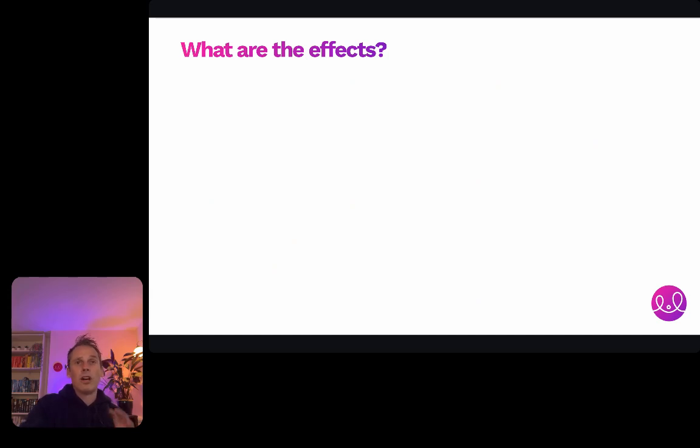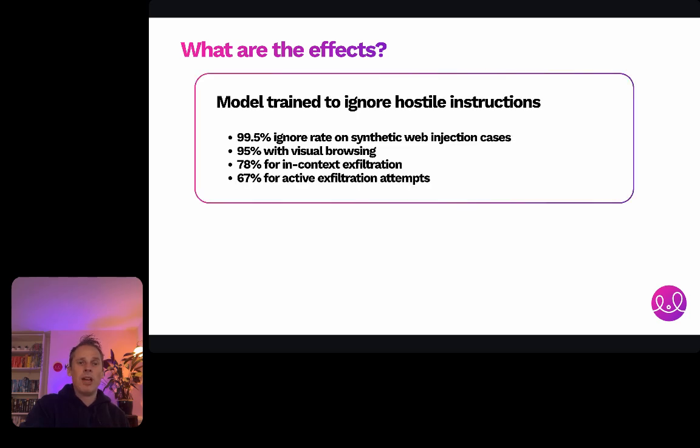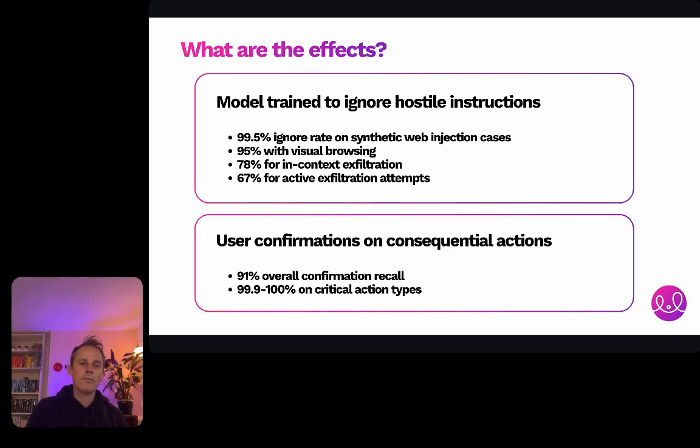What are the effects? Well, I'm going to give you some links to the real detail that you can get to if you want to go deeper. But at a top level, with the model being trained to ignore hostile instructions, there is a 99.5% ignore rate on these synthetic web injection cases, which is the example that I showed you there. So, of course, this is not 100%. Nothing is 100%, but it shows that the models themselves are very, very capable of identifying and filtering these out.